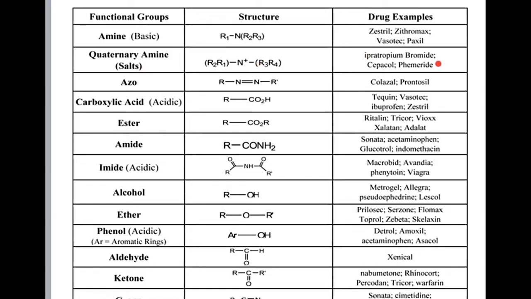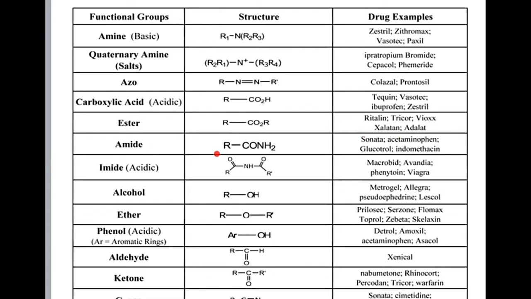It looks like ipratropium bromide, cibacol, fumaride. Azo function group looks like this, which is Rn double bond in R dash, like clozal, prontozil. Carboxylic acid group, which is an acidic group, like tequin, vasotic, ibuprofen, zestrol. Ester, RCOO R dash, like Ritalin, Tricor, Vix, Zaltane, Adalate.